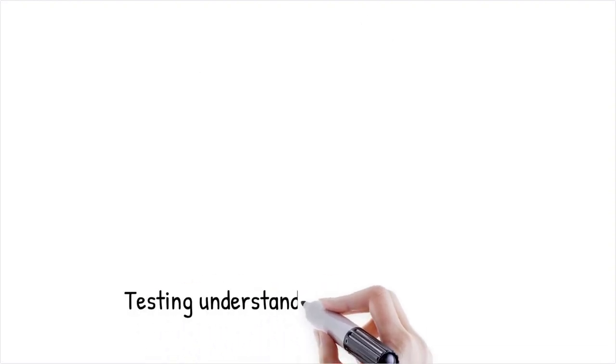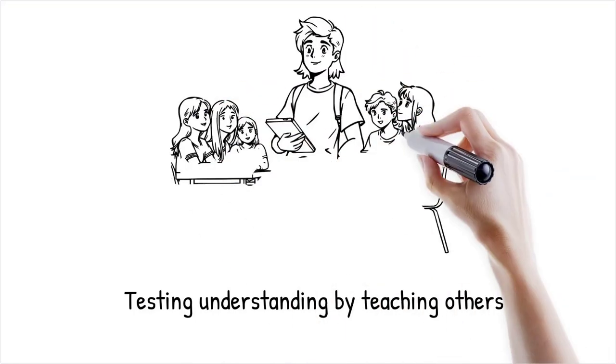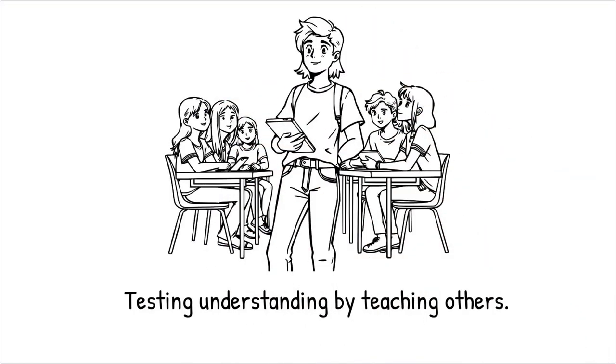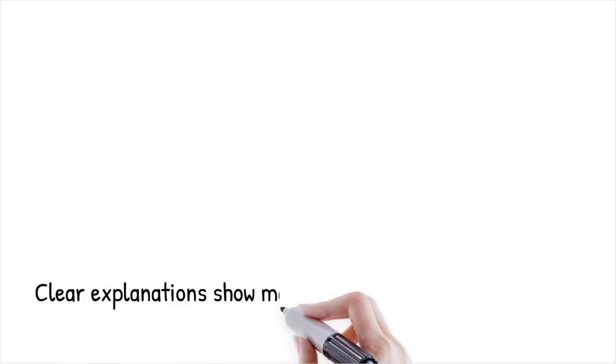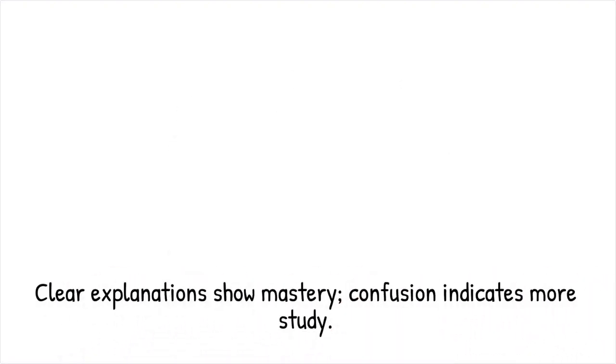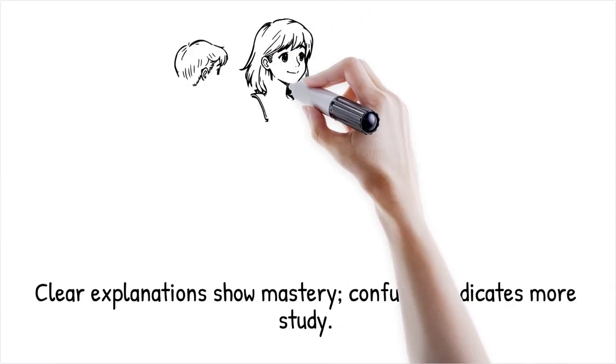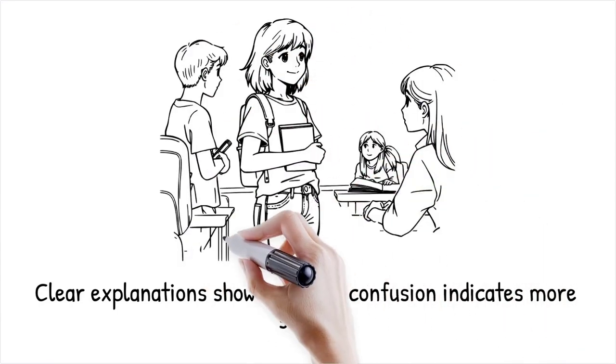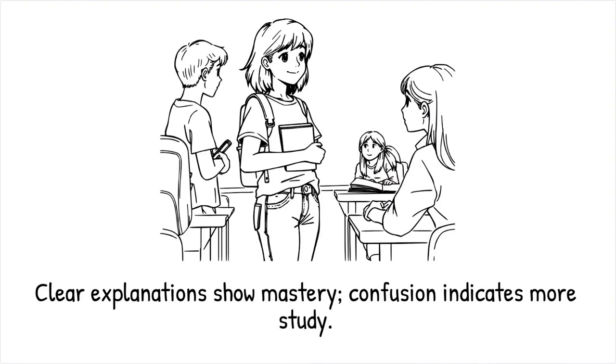One of the best ways to test your understanding is to teach the concept to someone else and observe their comprehension. This process, integral to the Feynman technique, provides immediate feedback on how well you have mastered the material. When your explanation is clear and your audience understands, it indicates a solid grasp of the subject. Conversely, confusion or questions from your listener highlight areas for further study.